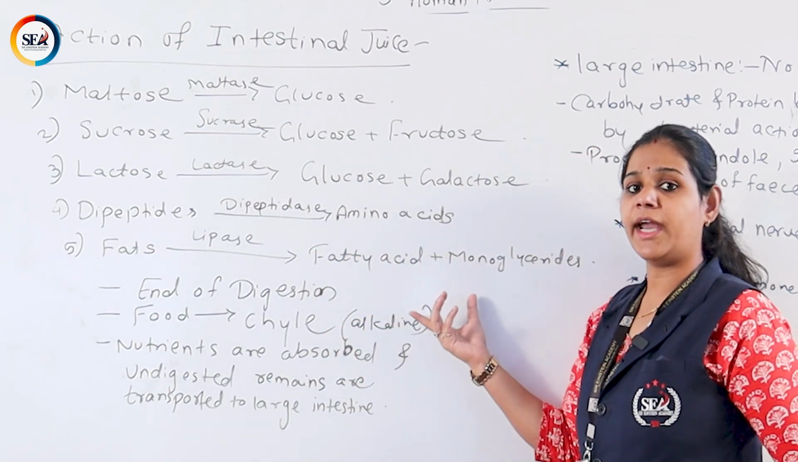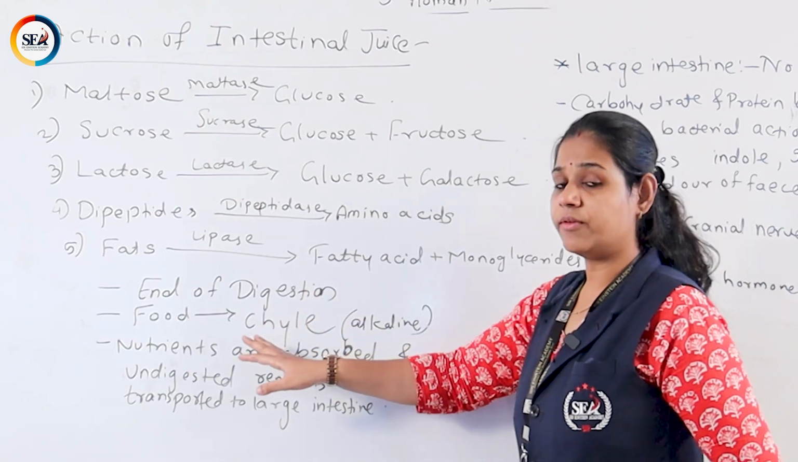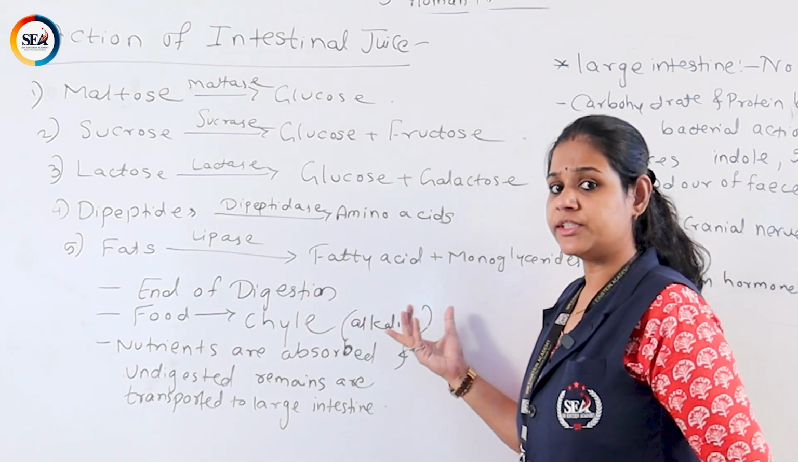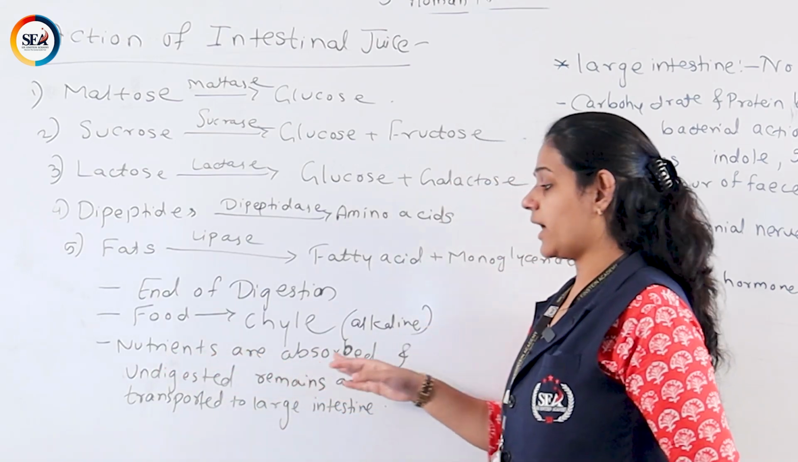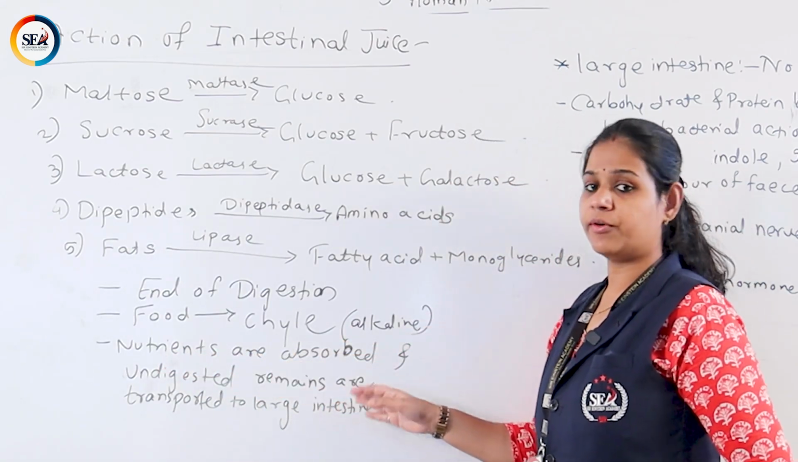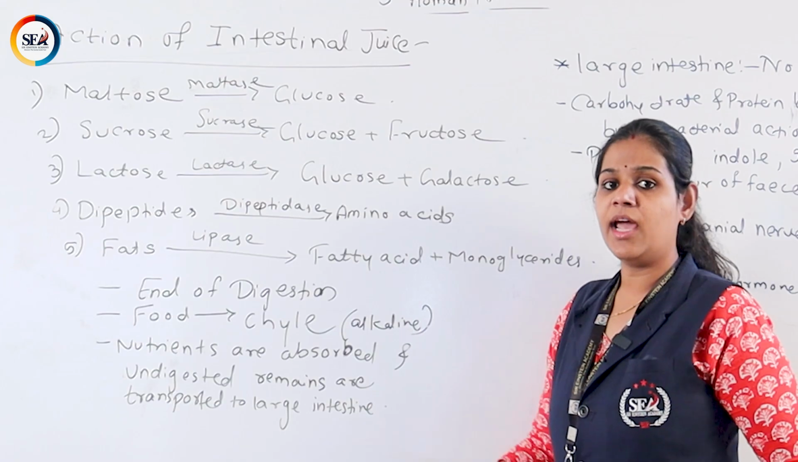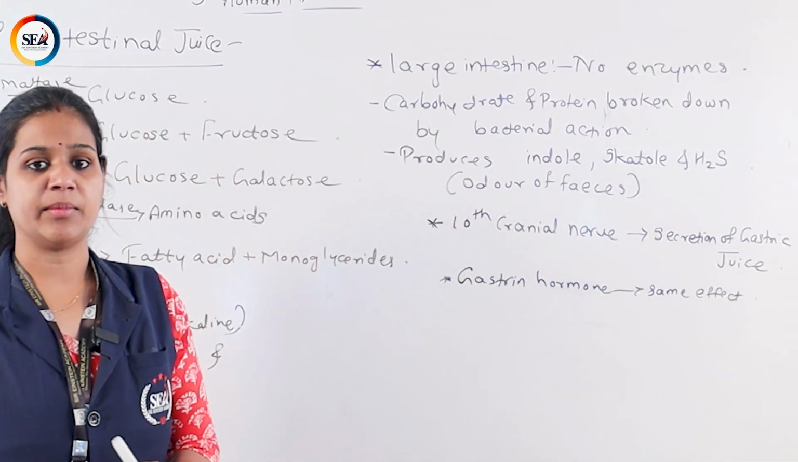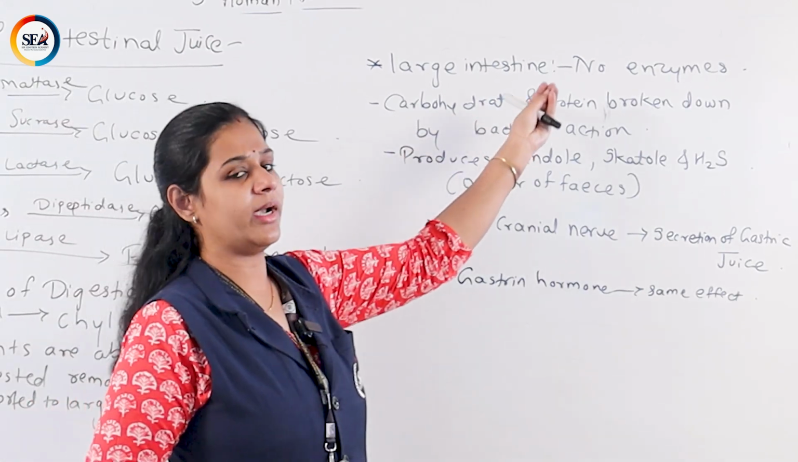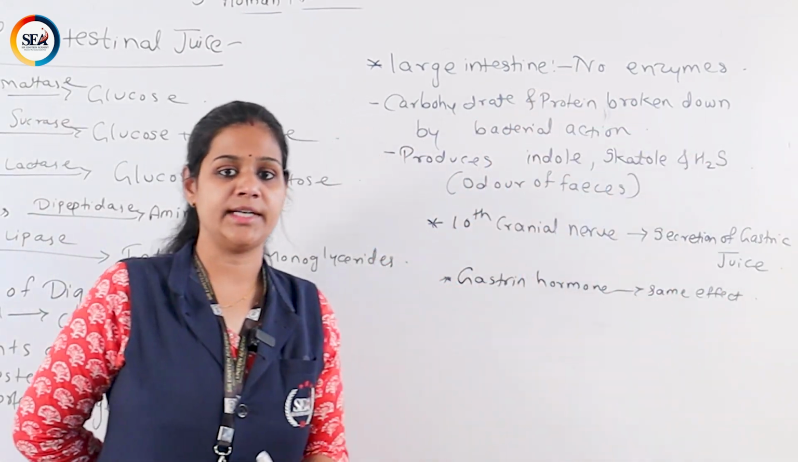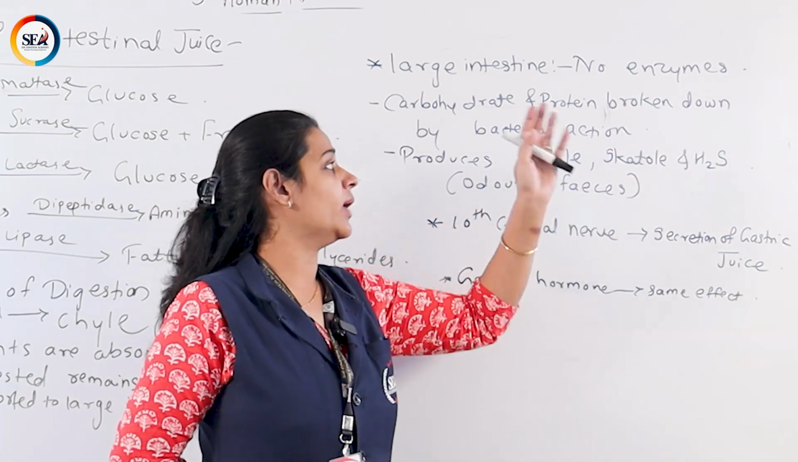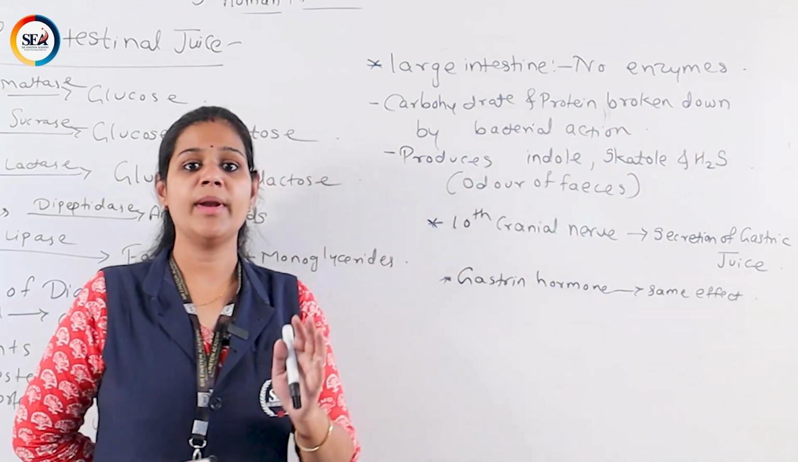Lastly, this marks the end of the digestion. Now the food is called chyle, which is alkaline. This contains nutrients. The nutrients are absorbed and the undigested food is transported to the large intestine. And we already know that the large intestine does not contain any type of enzyme. So, a small amount of carbohydrate and protein do pass into the large intestine. If the large intestine has no enzyme, then what works on the carbohydrate and protein for their breakdown?